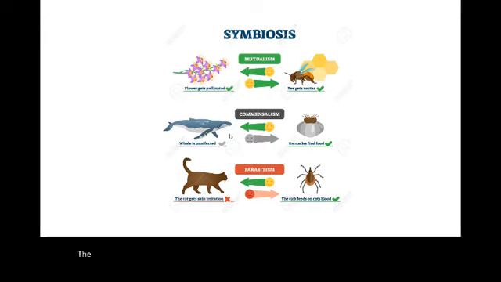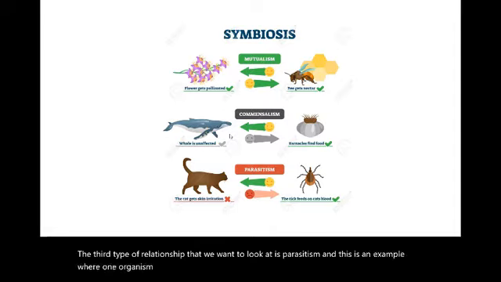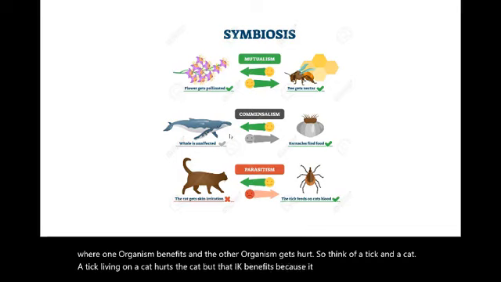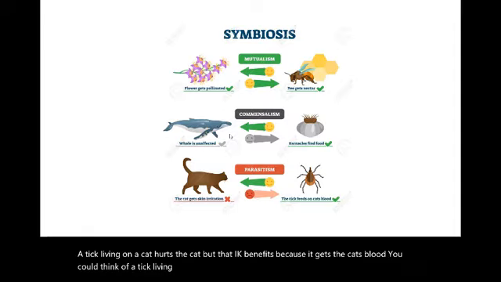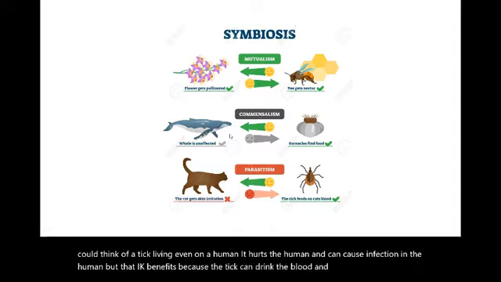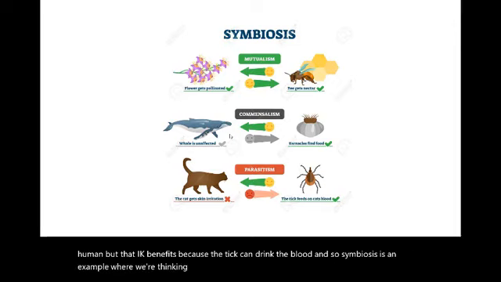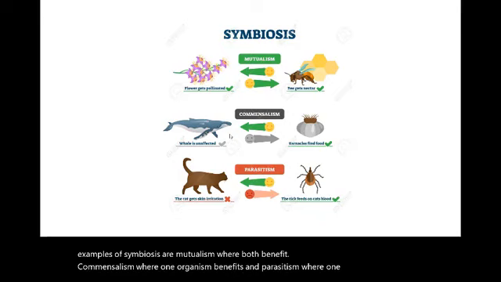The third type of relationship that we want to look at is parasitism. And this is an example where one organism benefits and the other organism gets hurt. So think of a tick and a cat. A tick living on a cat hurts the cat, but the tick benefits because it gets the cat's blood. You could think of a tick living even on a human. It hurts the human and can cause infection in the human, but the tick benefits because the tick can drink the blood. And so symbiosis is an example where we're thinking about different ways in which organisms interact. So three examples of symbiosis are mutualism, where both benefit, commensalism, where one organism benefits, and parasitism, where one organism benefits and the other organism gets hurt.